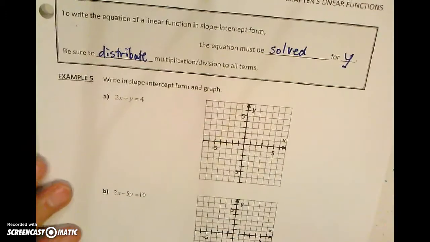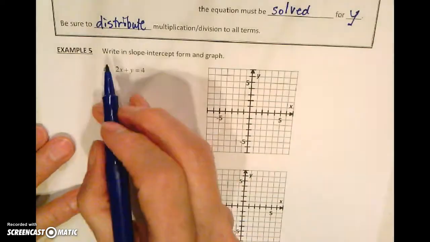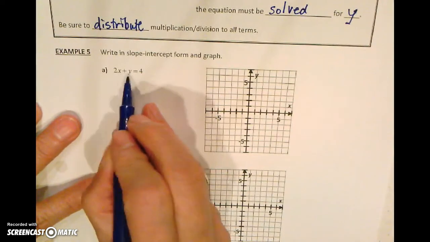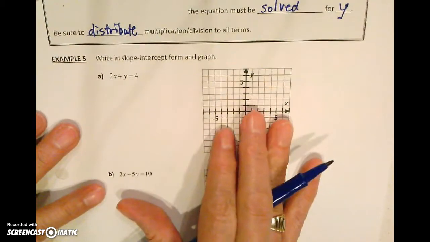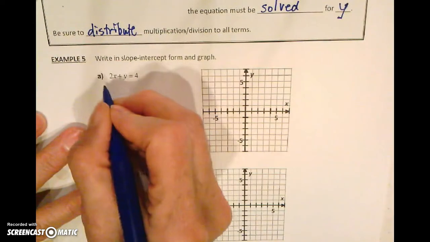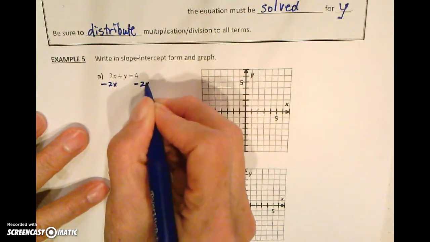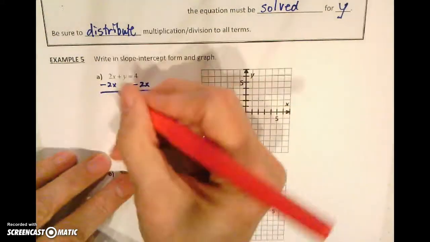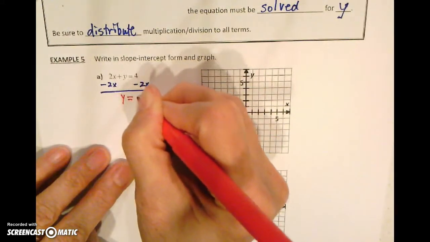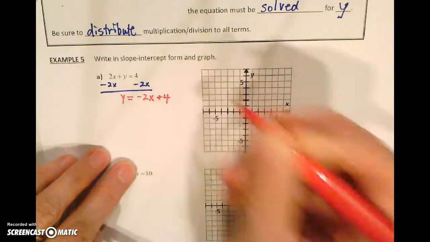So let's look at example 5. We're going to need to write this in slope-intercept form because you see this one is not solved for y. It does not say y equals. So I need to solve that. So I need to subtract my 2x from both sides, and then that's going to leave me with y is equal to negative 2x plus 4.